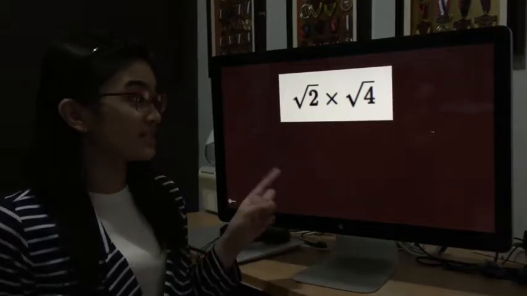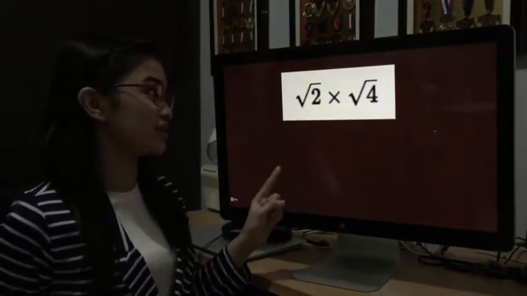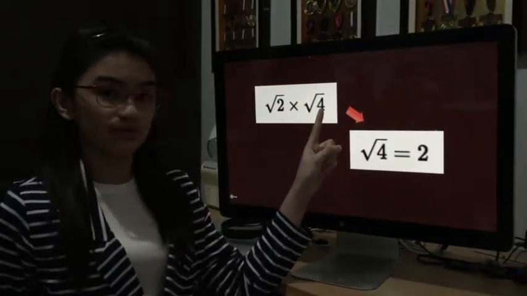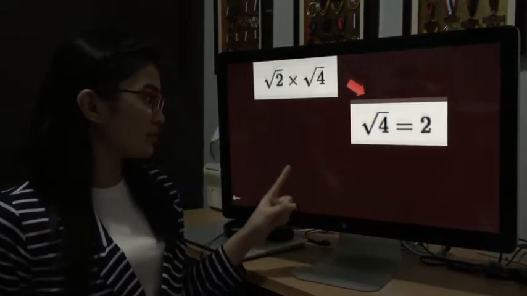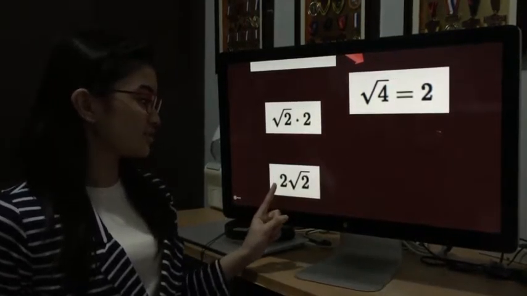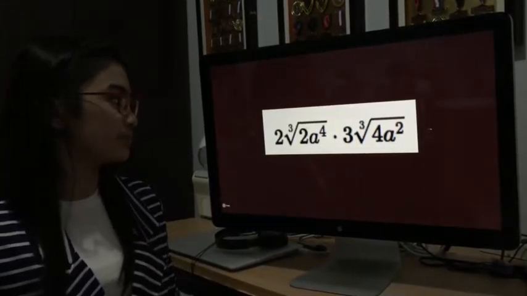But there's an easier way to solve this equation. We have to think that the square root of 4 is equal to 2. So it is basically square root of 2 times 2, which is 2 square root of 2. Now let's move on to a harder example.